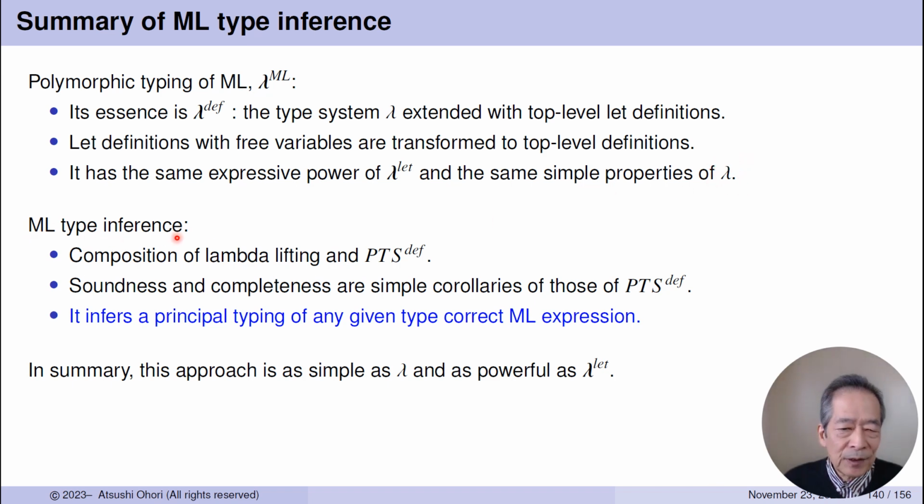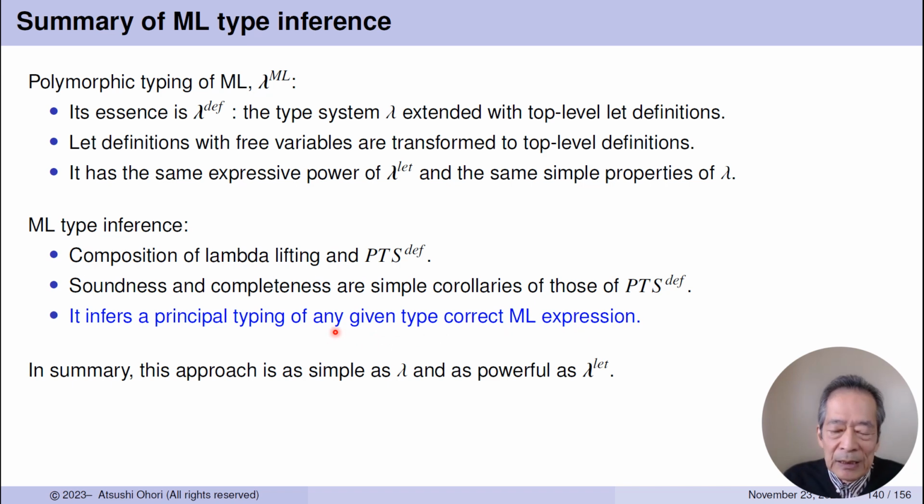The ML type inference is similarly stated. This is the composition of lambda-lifting and PTS def. Soundness and completeness are simple corollaries of those of PTS def. Therefore, we have a principal typing. This algorithm computes a principal typing of any given type-correct ML expression.